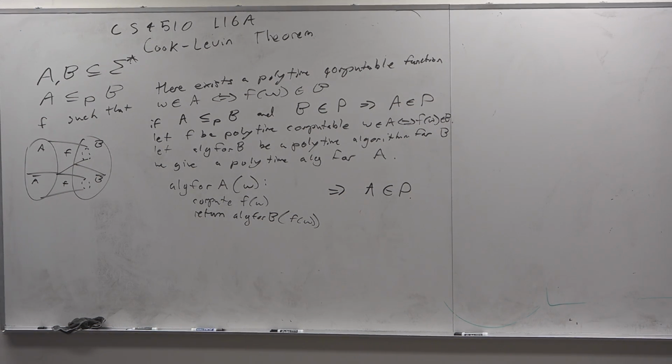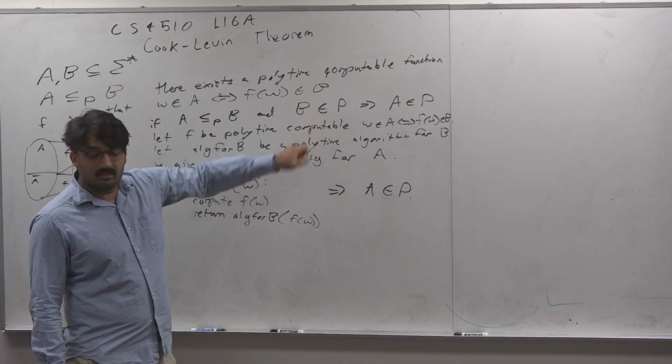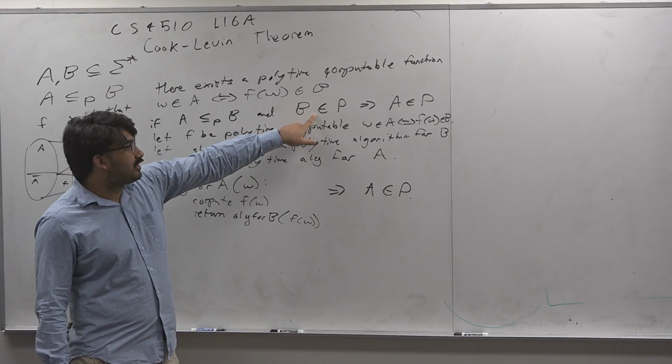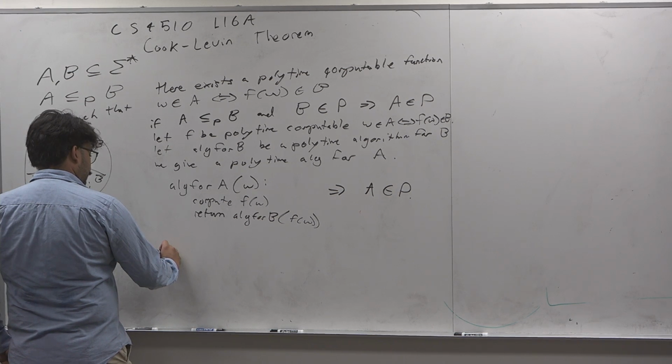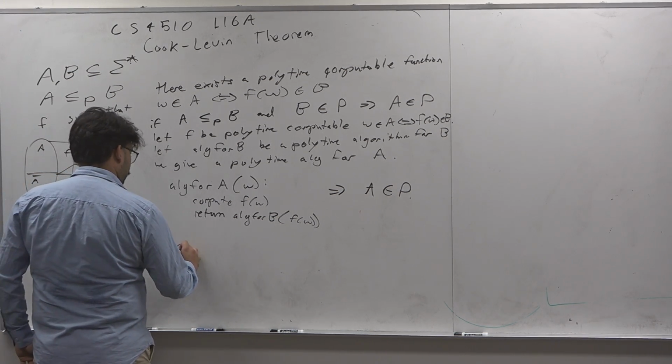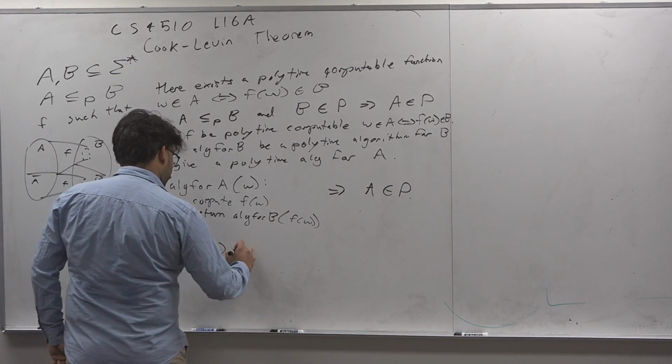It's really the same proof we've done before when we said let there be a decider for B, or even a recognizer for B, then there's a recognizer for A, right? Take this statement, though, and take the contrapositive of it. What is the contrapositive of B in P implies A in P? A not in P implies B not in P? Correct.